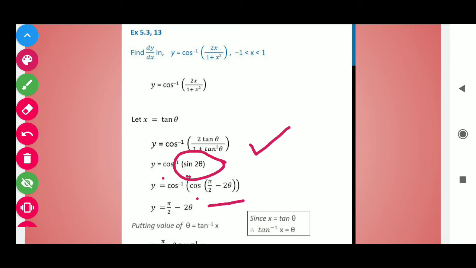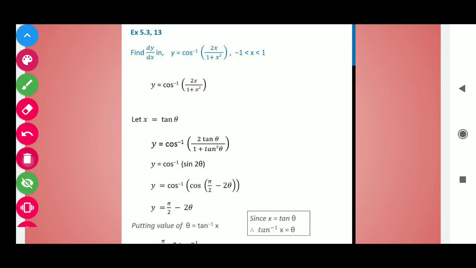Okay, so in this way cos and cos inverse will cancel together and we will get y is equals to pi by 2 minus 2 theta. So students, put here the value of theta. Theta is tan inverse x. This is a similar question, but you have to learn all the formulas of 11th class trigonometry because all are very useful in this chapter.